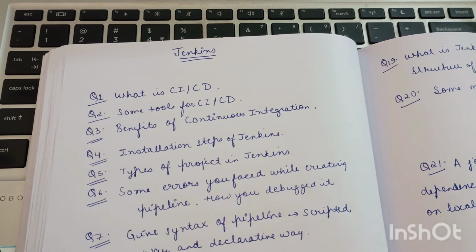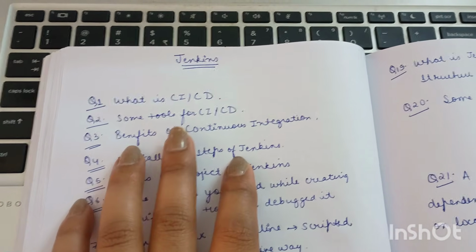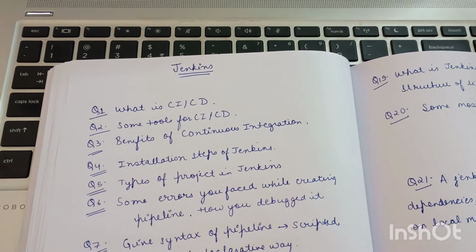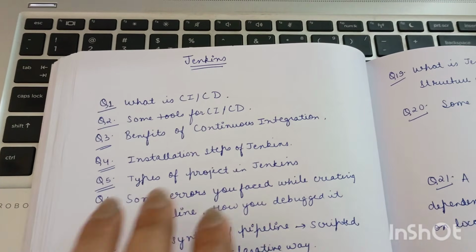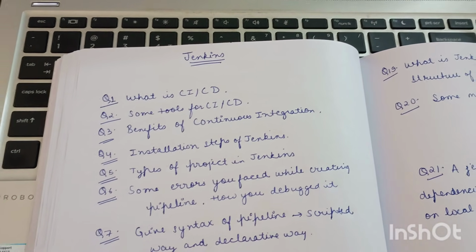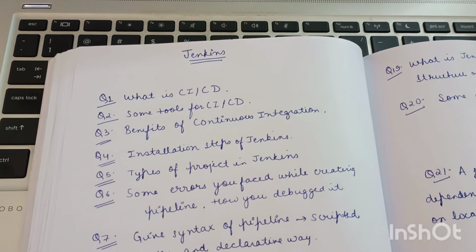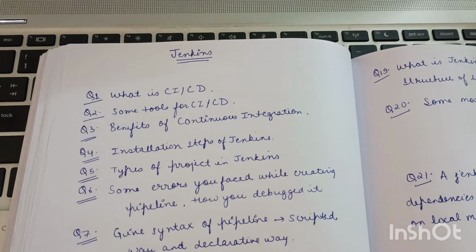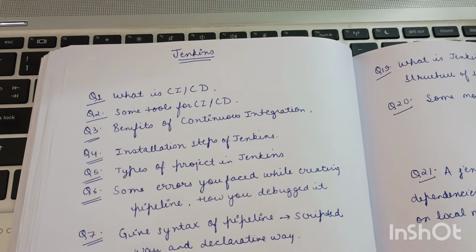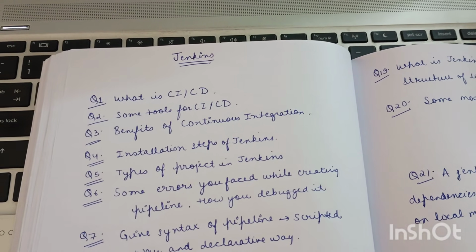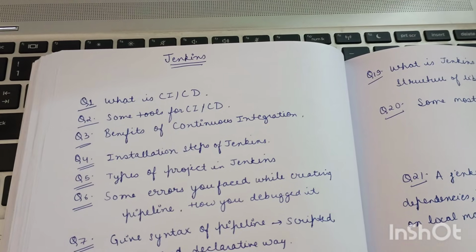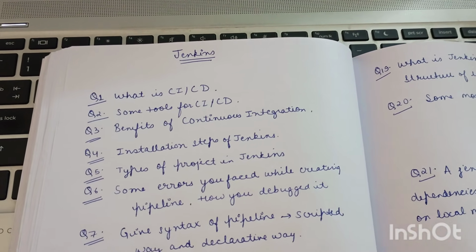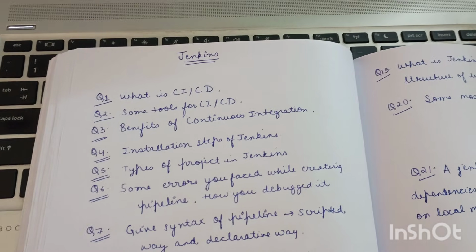That's simple. First, some tools for CI/CD: Jenkins, Bamboo, GitOps. The benefits of continuous integration are immediate bug identification, faster deployment and delivery, and integrating all the steps, which were very complex things earlier.